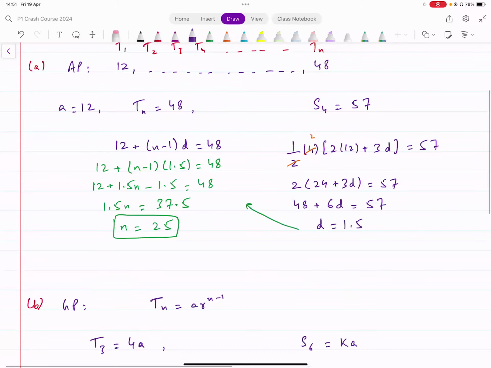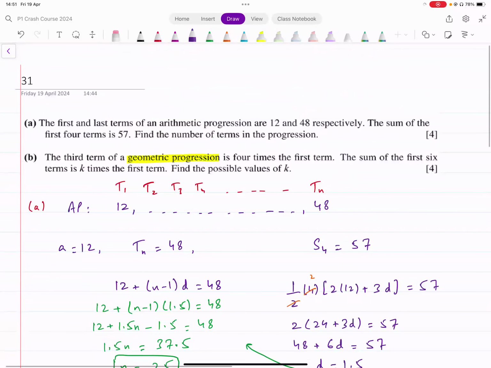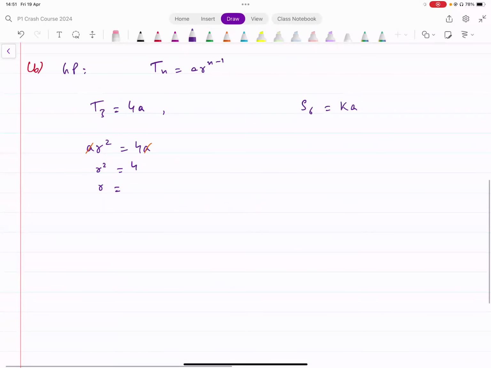And we're getting 2 possible values of r. Yeah, so that's okay. R equals plus minus 2. Okay, there are 2 possible values of r that we've got from this.